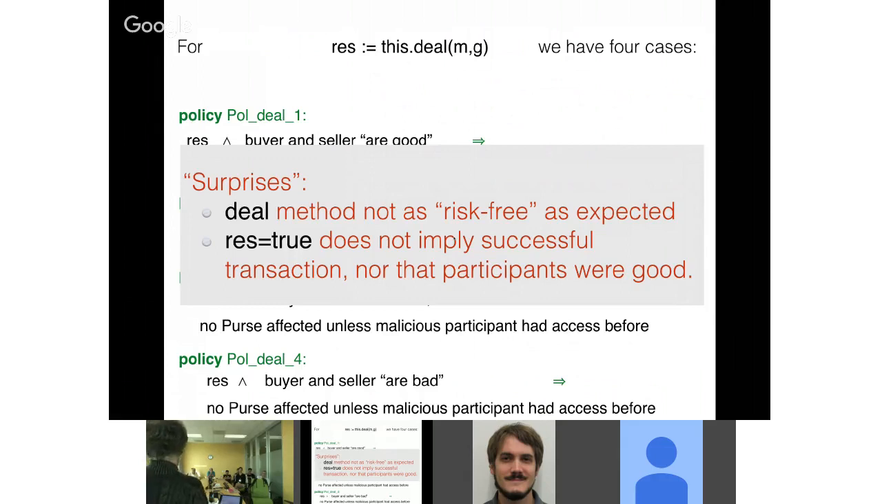So we have no way of knowing whether the transaction took place, unless, of course, I am one of the participants. So if I am the participant and I know that I have given good purses to the deal method and the result is true, then I know, of course, that the other participant was also good and the transaction did take place.